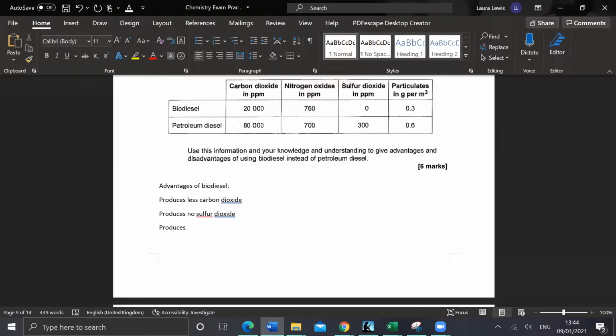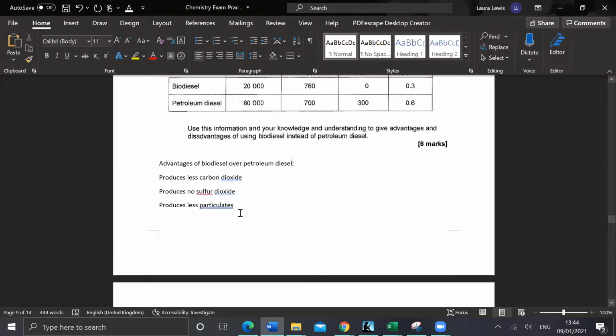To do so, produces less particulates. So I think we say advantage of biodiesel over petroleum diesel. I think that would probably be a bit better. Produces less particulates. Okay, so let's explain a bit of why as well.